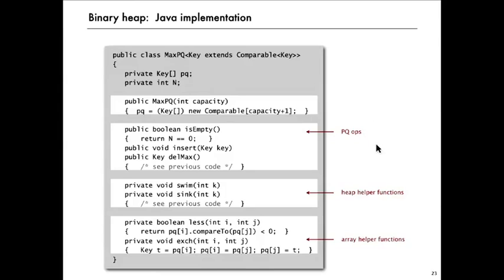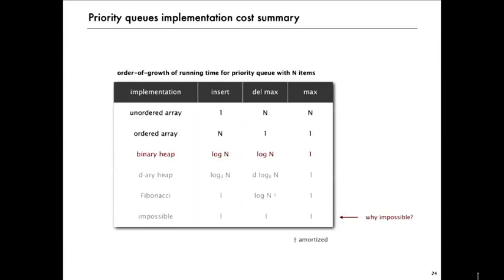So the priority queue operations are insert and delMax that we just showed in the previous slides. isEmpty is just checking whether n is equal to 0. We have the swim and sink functions that we showed earlier, and then we have helper functions less and exchange that access the array directly so that the code doesn't have to access it directly. That's a complete implementation of priority queues in Java. And this implementation by itself is extremely significant because it's really a very simple, optimal representation of the data, and only a little arithmetic.